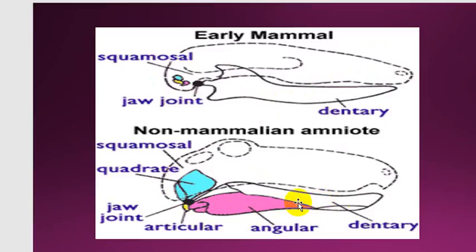Another representation you can see, these are the ossicles, the bones that were reduced. This is a non-mammalian structure, and while turning to mammal, these bones were reduced, and eventually this structure was formed, which includes the malleus, the incus, the stapes.